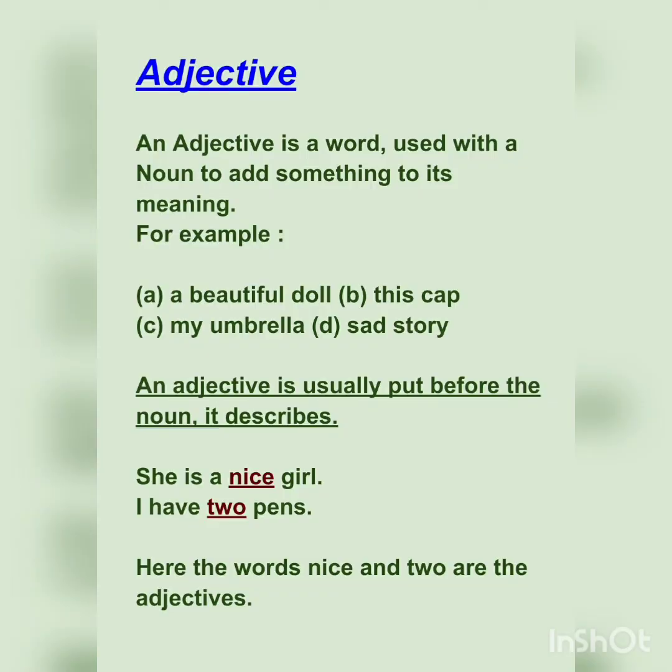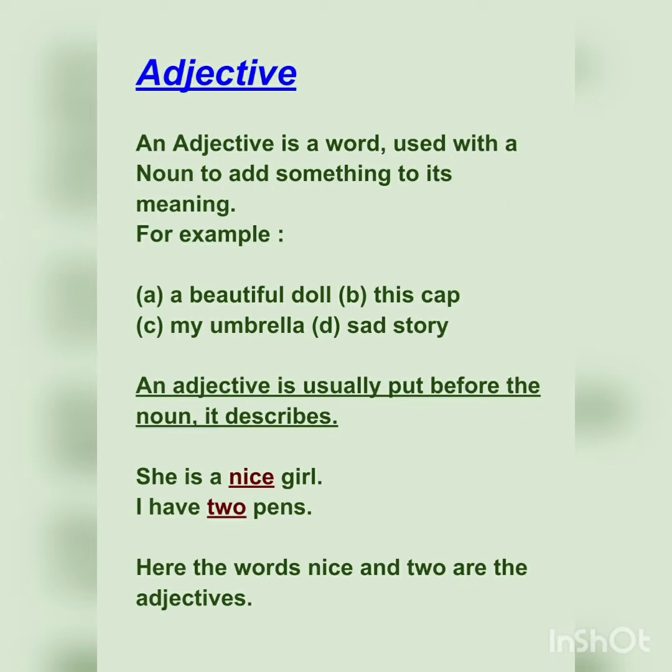What do you understand by adjective? An adjective is a word used with a noun to add something to its meaning, or in the simplest language, we can say that an adjective is a word which tells about the noun or pronoun, its quality, its type, its quantity, its number. That means it tells more about a noun or pronoun. That is called an adjective. For example, a beautiful doll, this cap, my umbrella, sad story. Here the words beautiful, this, my, and sad are the examples of adjectives.